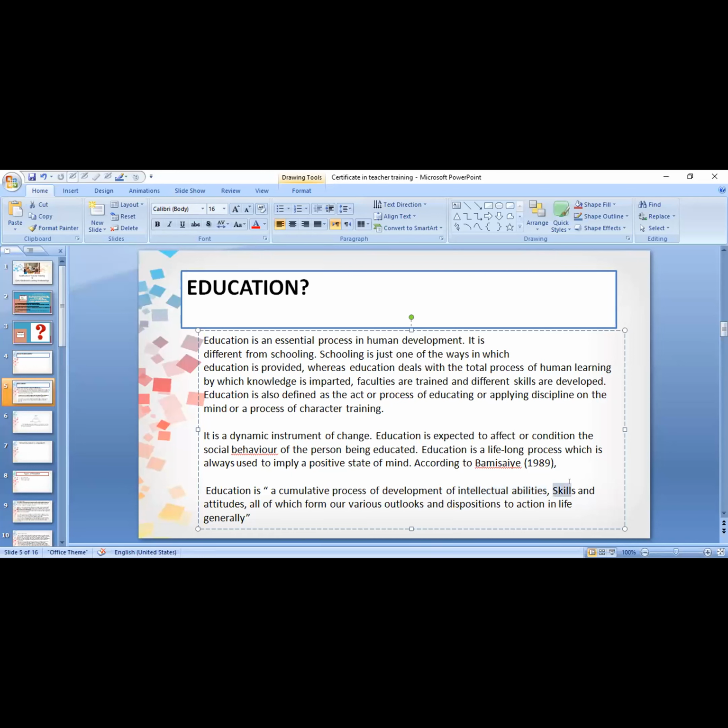Skills refers to the physical abilities that they are doing using their body. How they are working with their body and the development of the body are related under the criteria of skills. And attitude does work with the heart: how the students are working with their heart, what they are feeling, and what the different emotions are that they are facing. All those are related to attitudes, which deal with their heart. All of which form various outlooks and dispositions to action in life generally.